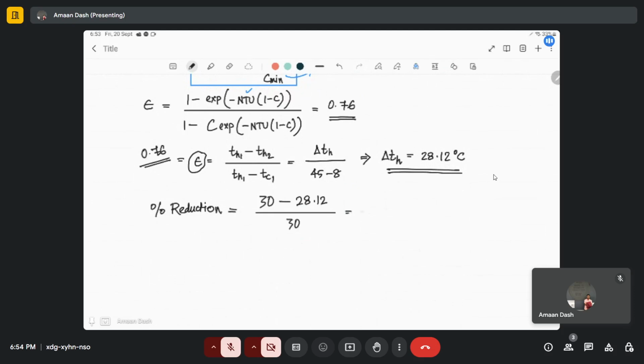divided by the initial, that is 30. So if you calculate this, it will be 0.0627, which is nothing but 6.27%. So this is the percentage reduction that we can see in heat transfer when the mass flow rate is reduced to half.